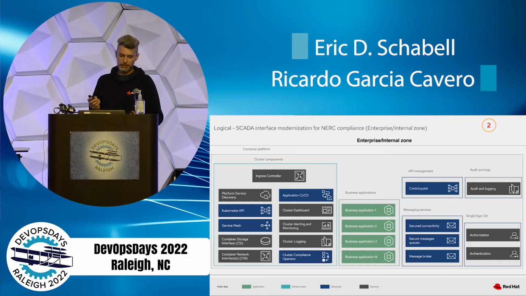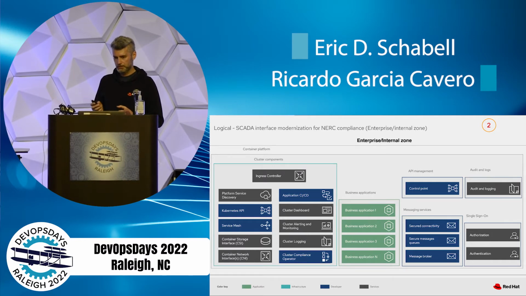And if we go to the enterprise internal zone, we have basically the same. So another Kubernetes cluster with the same applications on top of it. But then we have the business applications, so the ones that will connect to the applications in the other zone. We have replicated the API management. We have the messaging service as well, so that both clusters can talk. And we also have audit and logs and single sign-on, so that the business applications can log on to the messaging queue.